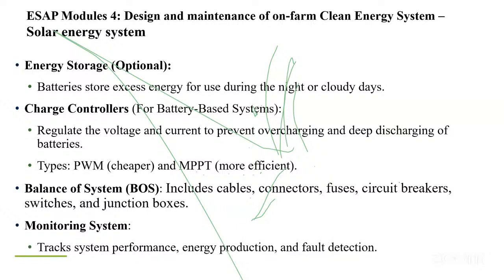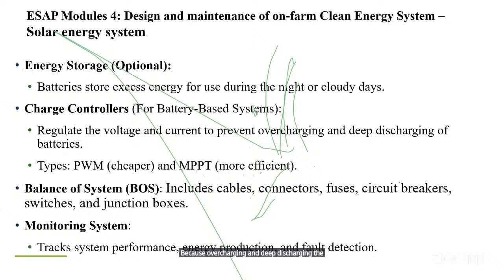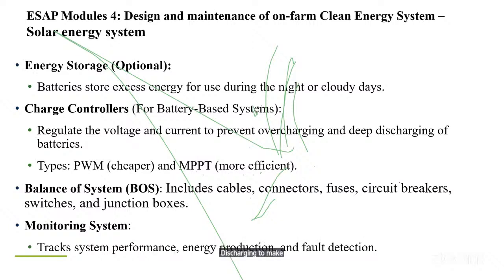So at the end of the day, we have also charge controllers. Why do we have charge controllers for batteries-based system? Because these charge controllers, they have to regulate the voltage and current to prevent overcharging and deep discharging of batteries, because overcharging and deep discharging, they kill batteries. And overcharging is very bad because it may bring fire and can burn the whole house or the whole system. So we have to avoid overcharging to make the system safe. And we have also to avoid deep discharging to make sure that batteries are working properly.